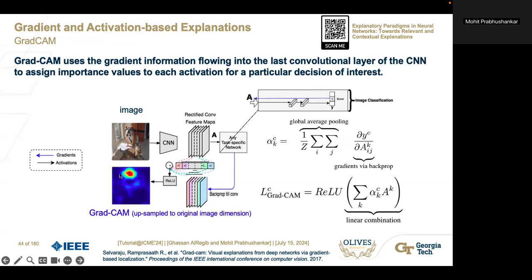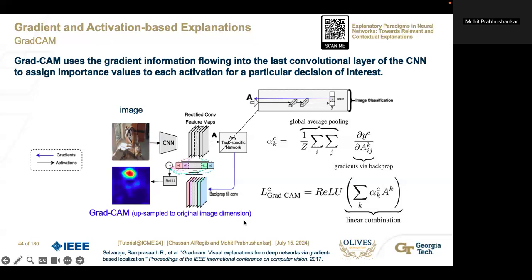Hopefully this makes sense, because the dog's head is at the top position. So the highlights are at the dog's head. And that is what we want to see. We want to see that the network is looking at the dog's head in order to make the decision that it is this particular breed of dog.